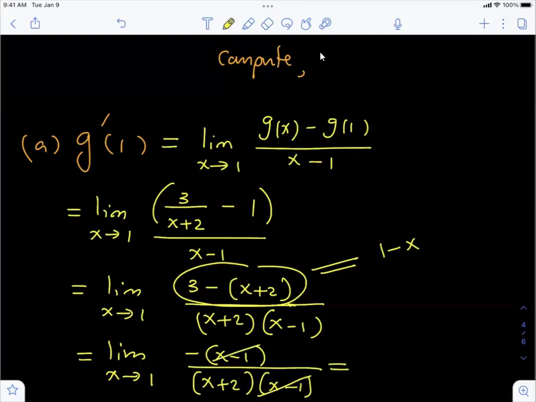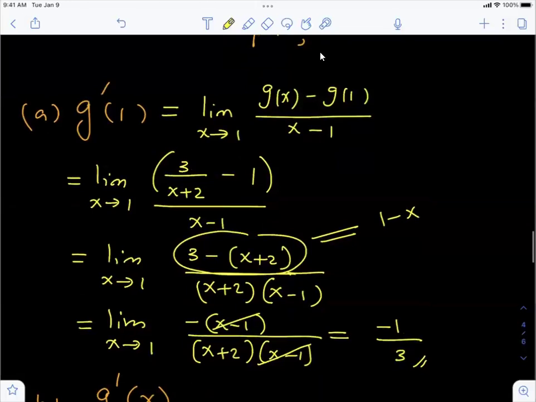And then when you plug x equals 1, what do you get? You're going to have exactly negative 1 over 3. So that is exactly the computation.